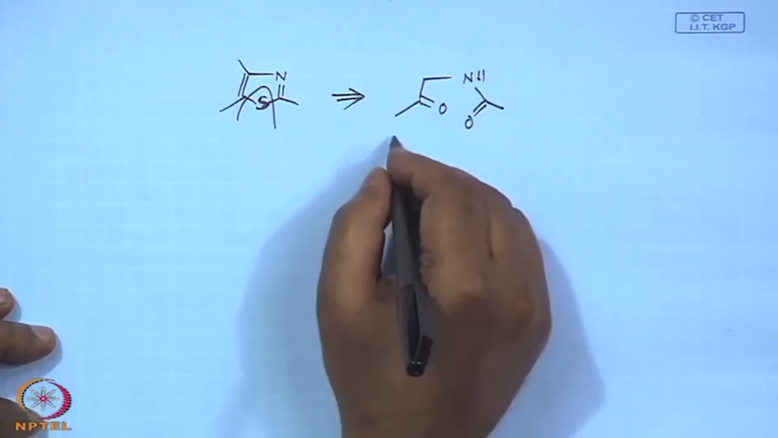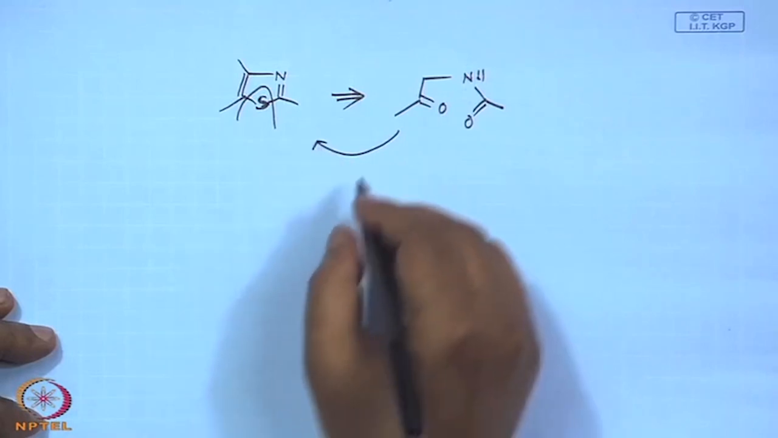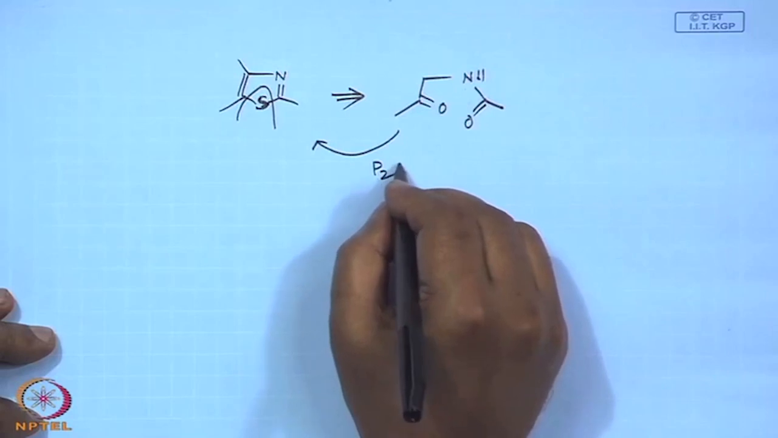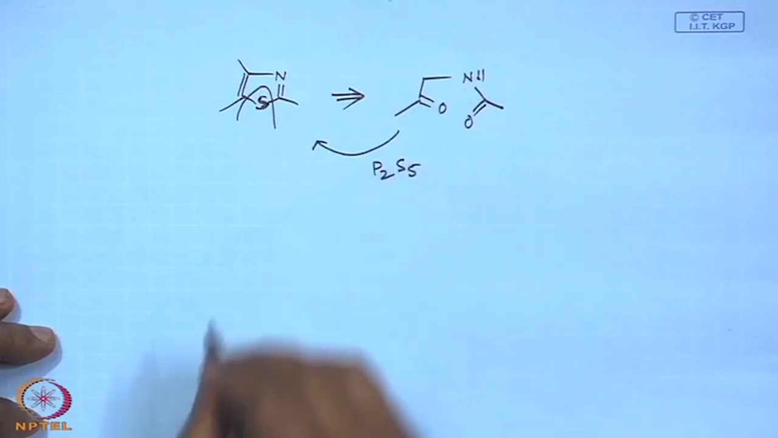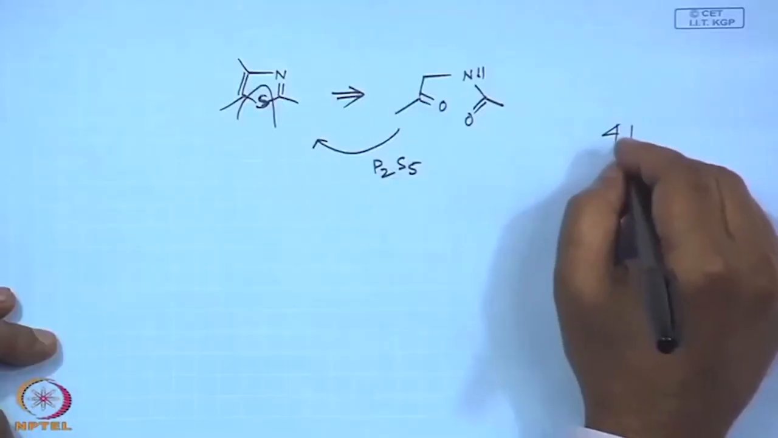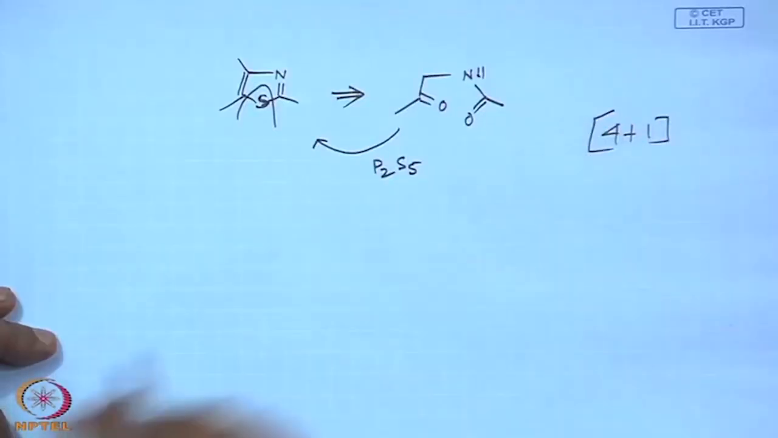So what should be the reagent? What should be the reagent? The reagent would be P2S5, or people write P4S10. Okay, so that means, and then if the situation demands, you can use Lawesson's reagent. Okay, but I have not come across like this. So this is basically the 4+1 mode, right?